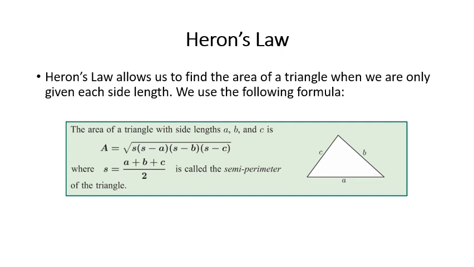So the area equals the square root of s, bracket s take a, bracket s take b, bracket s take c, where a, b, and c are the side lengths. But in order to find s, which is called our semi-perimeter, we need to add those three side lengths and then divide by 2.